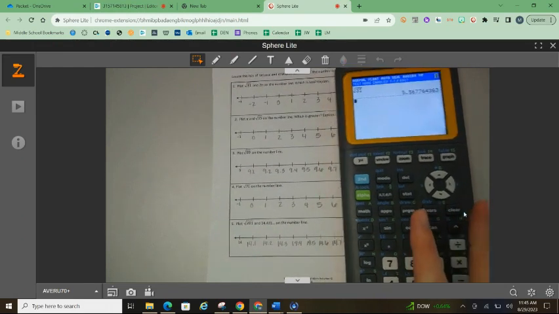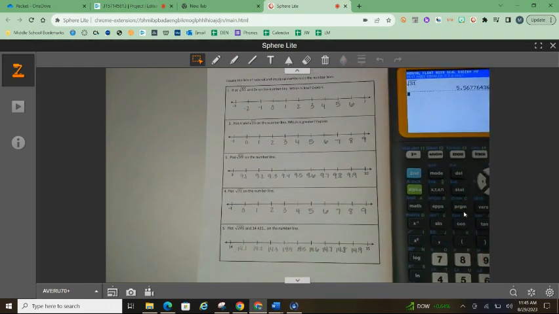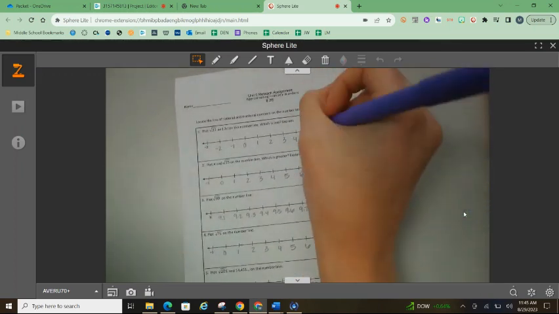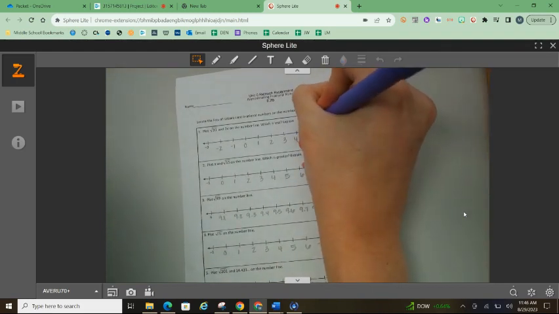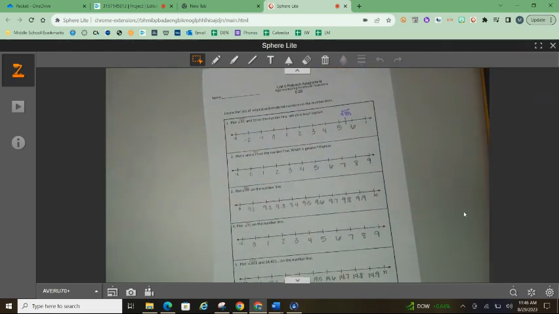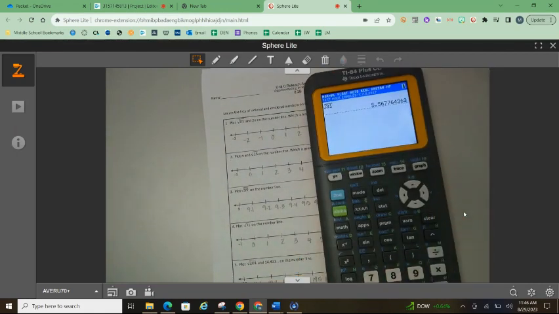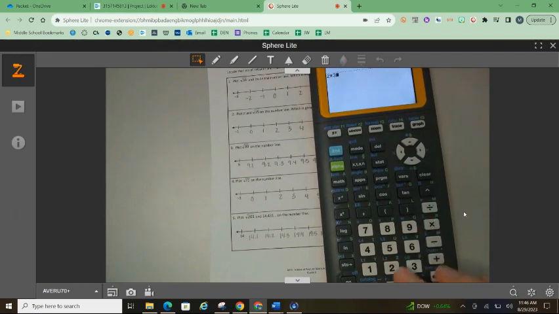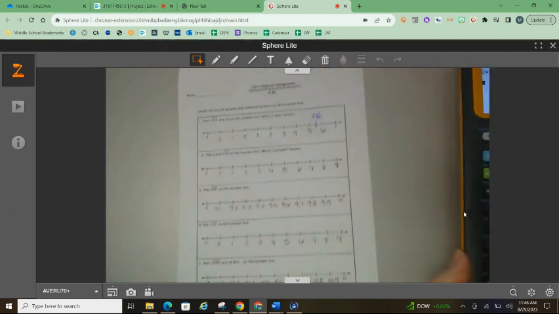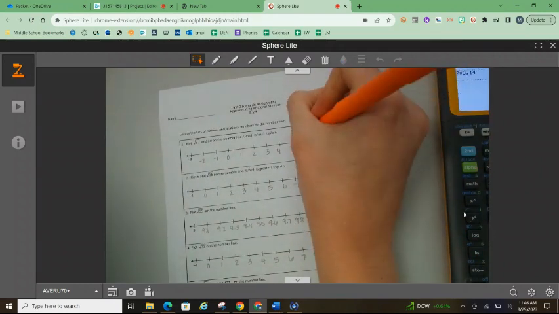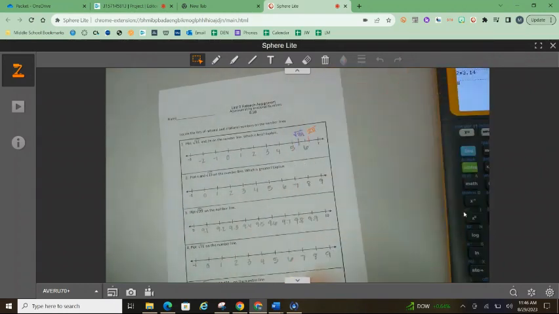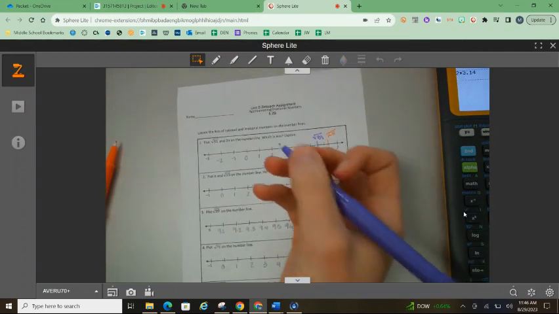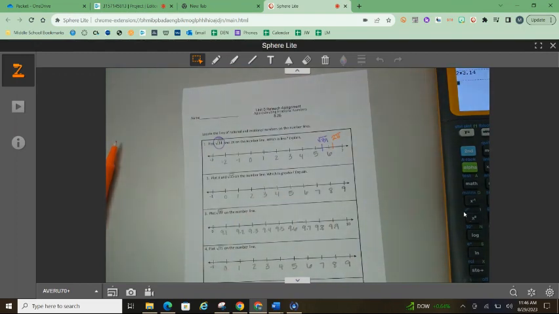So that's 5.567. So I'm going to say that that's between 5 and 6, and it's about halfway between. So here's the square root of 31, okay? And then 2 pi. Well, we use pi as 3.14, so I can do 2 times 3.14 for 2 pi, and that's 6.28. So that's above the 6, okay? And it says which one is less? Well, this one is closer to 0, so square root of 31 is less.